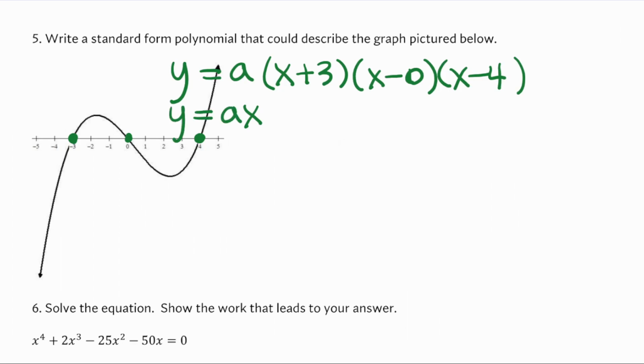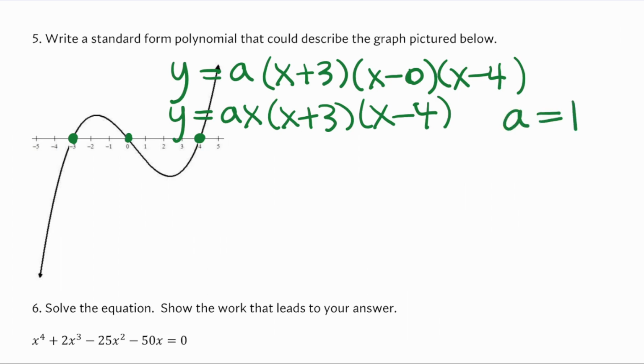I'm going to take that x minus 0 and just write that as x. And then take x plus 3 and x minus 4. Now I'm going to multiply x plus 3 and x minus 4 first. And I'm also just going to say, since I don't have any reason to believe it's not, I know the leading coefficient needs to be positive looking at the end behavior of this thing, because it's going up on the right and down on the left. So if it can be any positive number, I'm just going to choose 1. So I'm going to distribute x plus 3 times x minus 4.